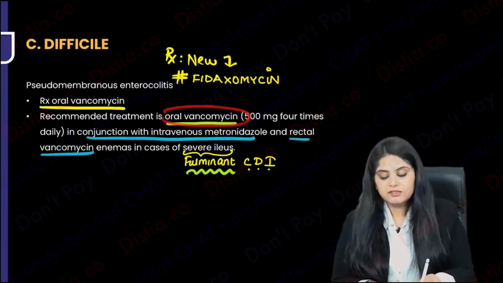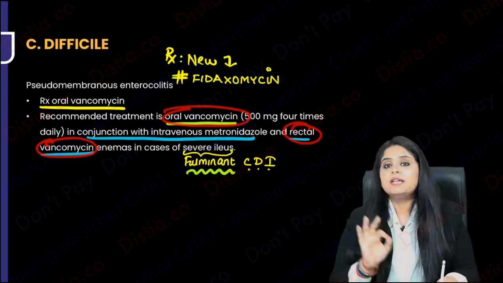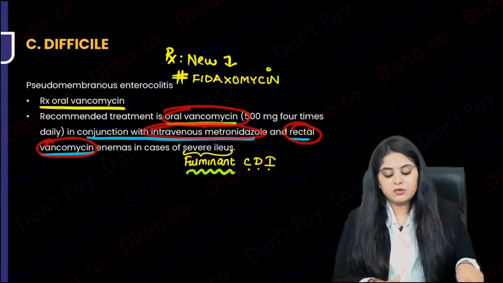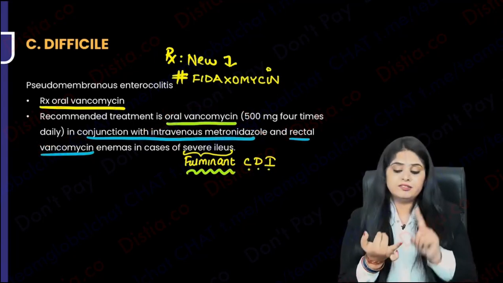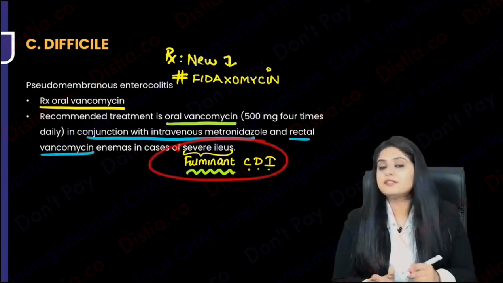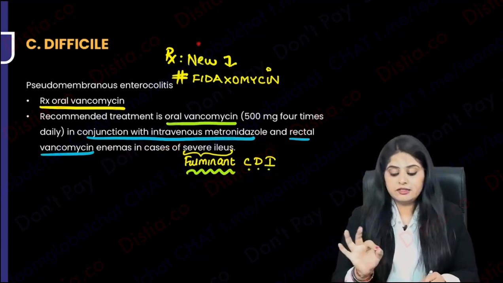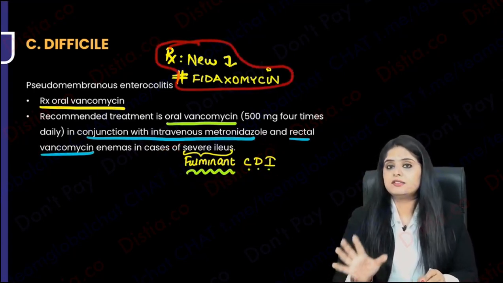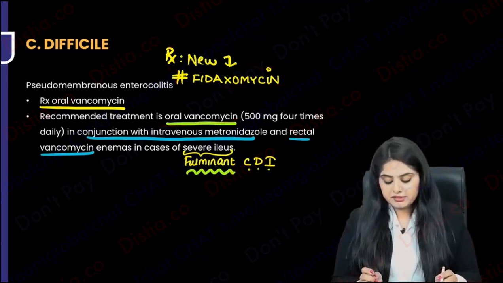So oral vancomycin will be given. If need arises, we might have to give rectal vancomycin also, and along with that, we are going to give IV metronidazole. Basically, every route of the body has been accompanied. Oral, so vancomycin. Rectum, vancomycin. IV metronidazole, because it is a severe infection, that's severe or fulminant CDI. But yeah, the latest drug that has come up, fidaxomicin, is for early cases, but for severe cases, as I said, oral vancomycin is still the drug.